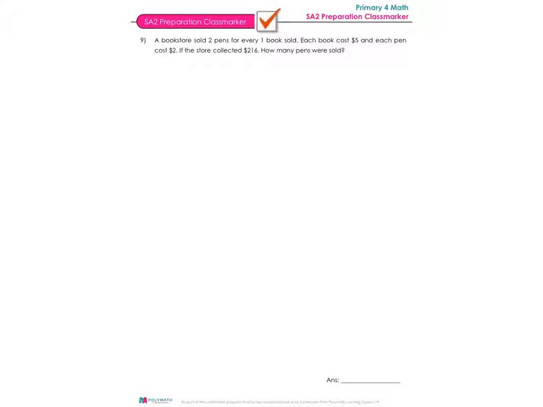Alright, so this question again is an assumption question. Oh, no, it's not an assumption question because they already give you the proportion of how many pens and how many books were sold. A bookstore sold 2 pens for every 1 book sold. That means you do grouping. So this is a grouping question.